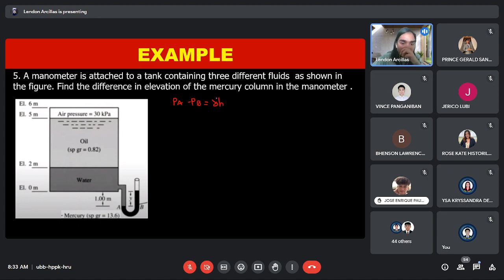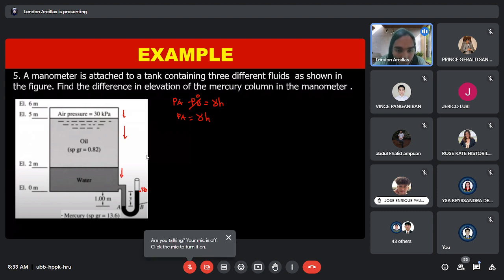Ang PA natin, marami pa siyang mga liquid. So, all you need to do is to add the air pressure, oil, and water. Yun yung magiging pressure ng A. Sa PB naman, may pressure ba tayo sa PB? Ito yung PB natin, guys. May binigay ba na atmospheric? So, magiging zero to, di ba? So, PA is equal to the specific weight of the substance times the height. Pag going down lang lahat yan, magiging positive lang yan. Okay? Ano ba yung hinahanap dito? The difference in the elevation. Itong Y.